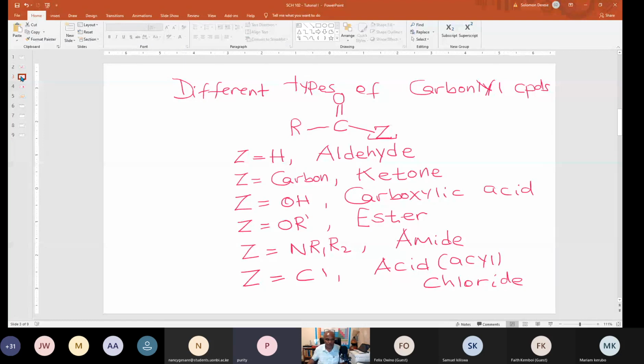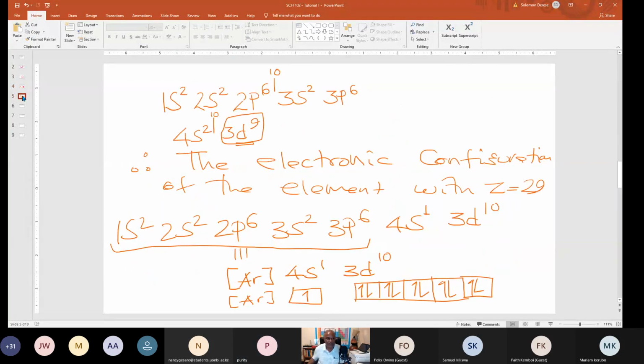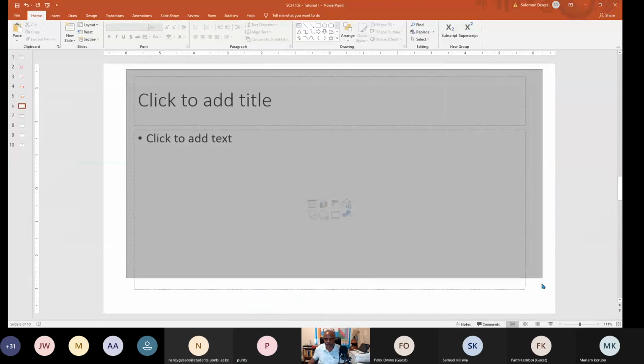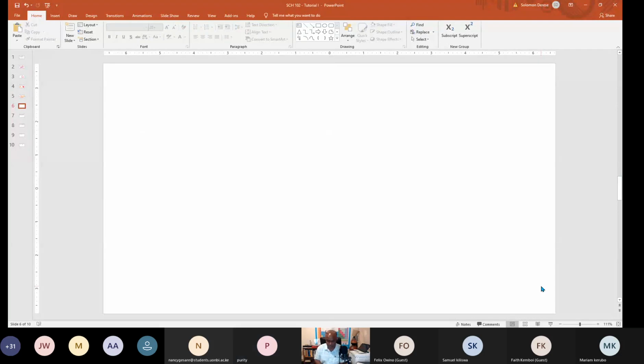Thank you. So now we looked at Z is equal to 29. Now let's write the electron configuration for Z is equal to 47. Then we rest this discussion on electronic configuration, okay?